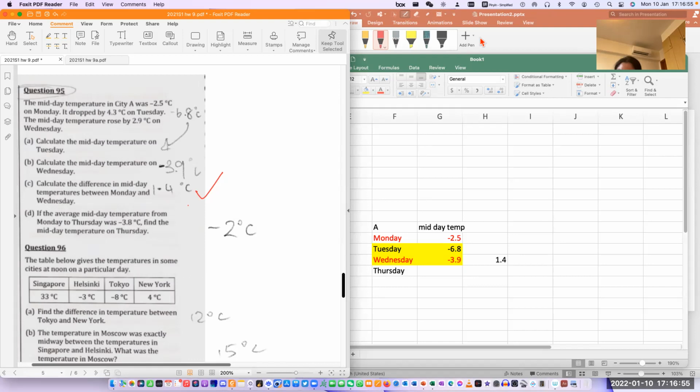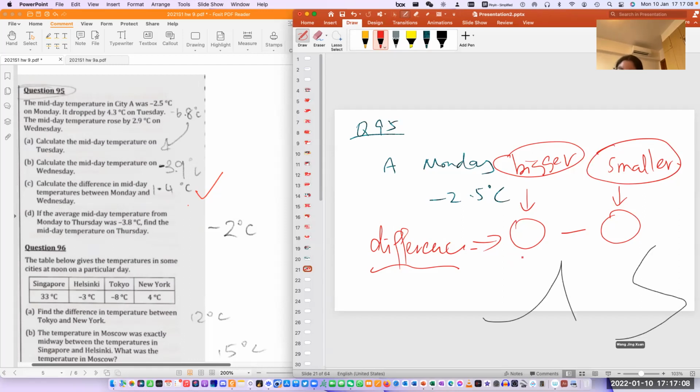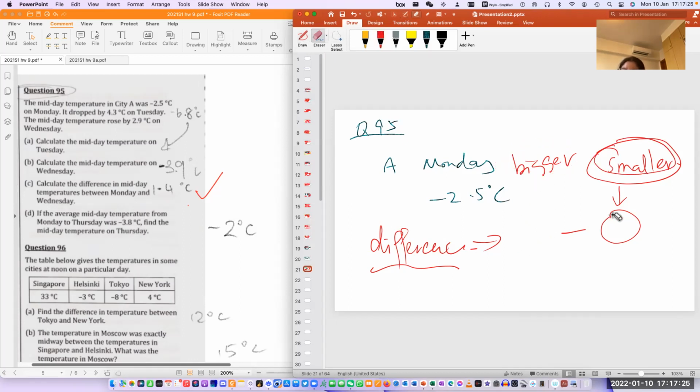So remember, when you find the difference between two numbers, always take the bigger number minus the smaller number. Are you clear? So in fact, the reason you stick with your answer 1.4 is because you always take the bigger number minus the smaller number to find the difference. Are you clear? So you use this formula.